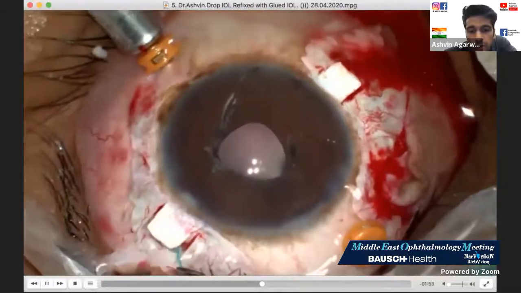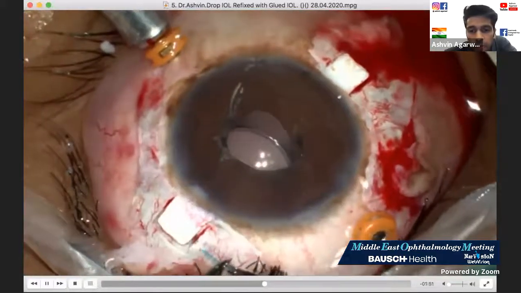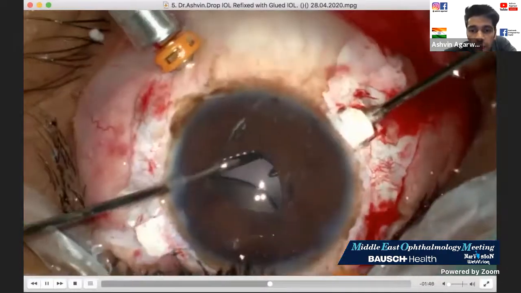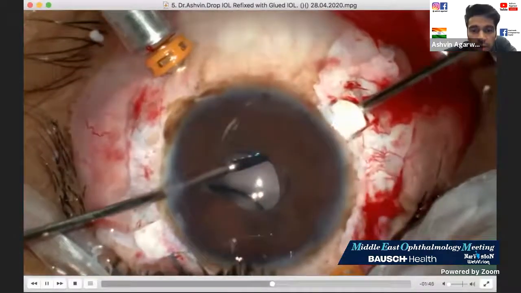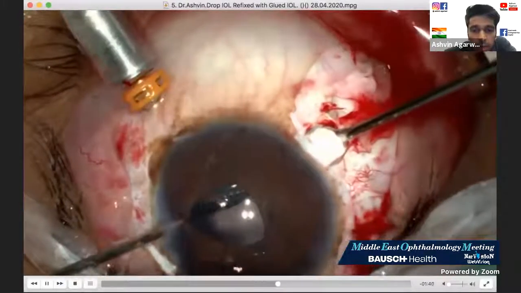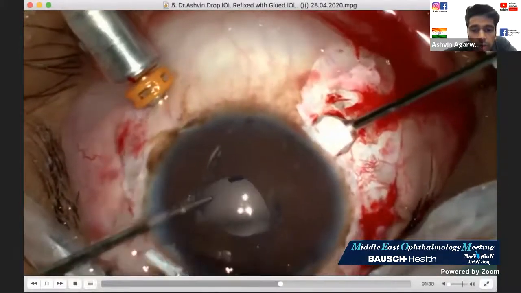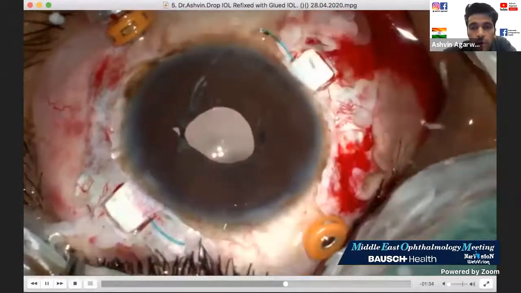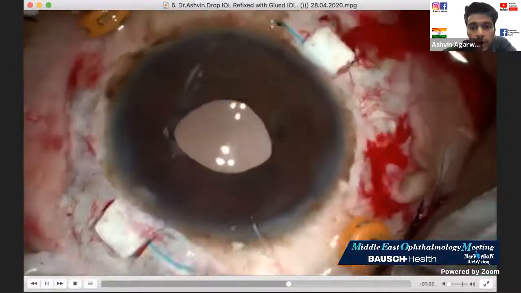So what I'm doing is externalizing that haptic one. Once I'm done with that, I can actually go back through the sclerotomy on the other side, handshake my way to find the tip of that haptic on the other side. Once I found that haptic tip, I can just bring it out. So basically I'm re-externalizing the same IOL, but now see the amount of haptic I get to tuck.